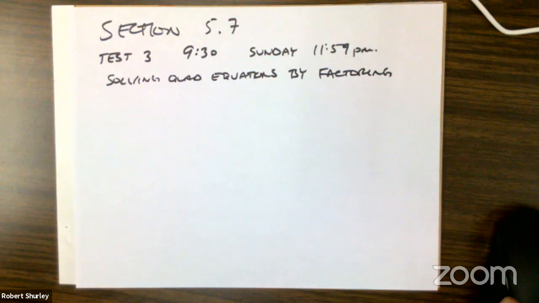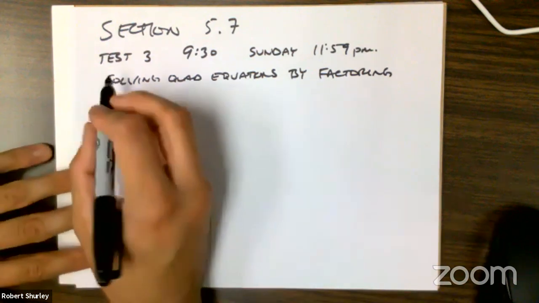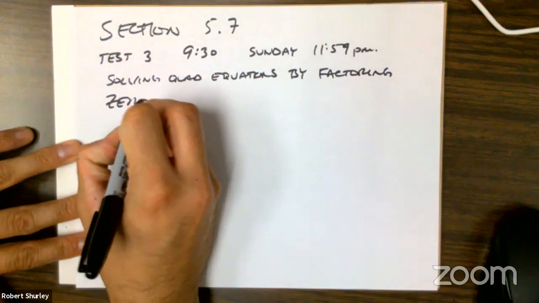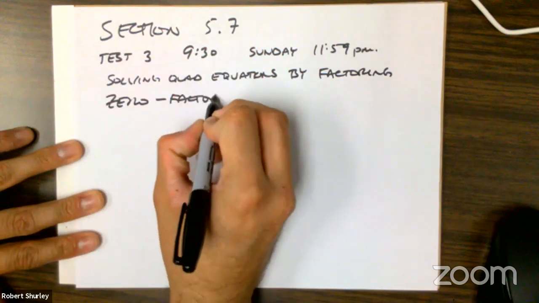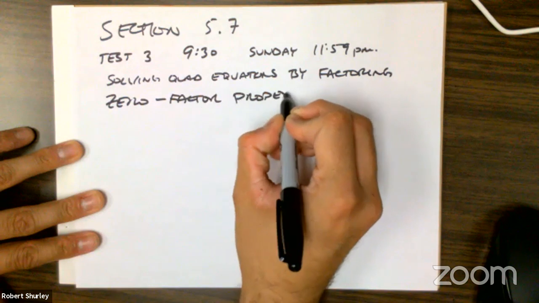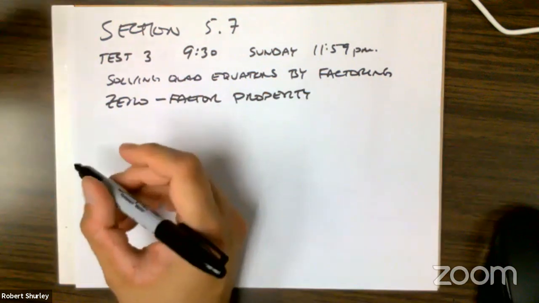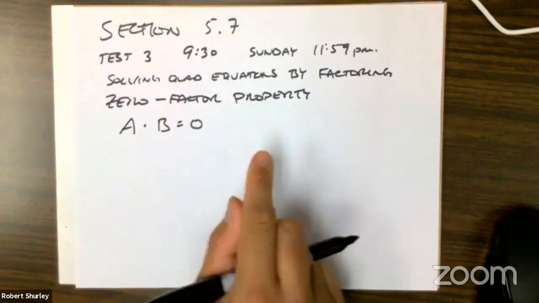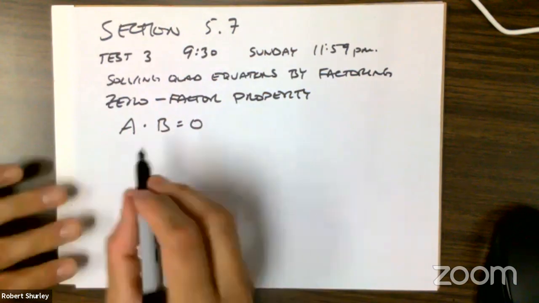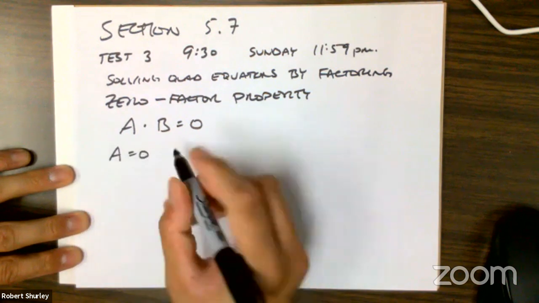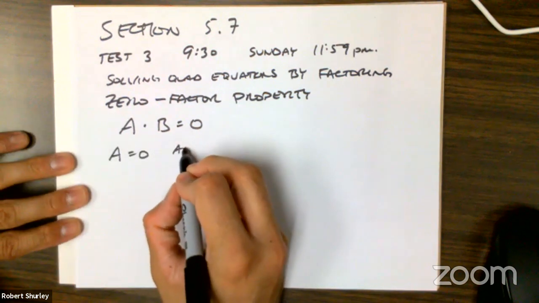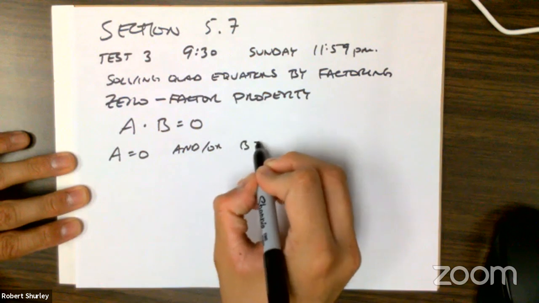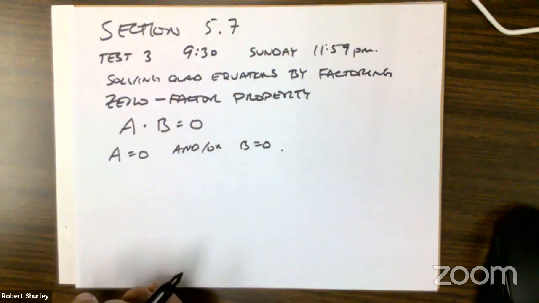let's see what the book titles it. Called something like zero factor property or something along those lines. Yeah, zero factor property. And it says, look, the zero factor property states that if you have two factors that are being multiplied and they equal 0, then either one of those must equal 0. So it's A equals 0 and/or B equals 0. Okay, that's the zero factor property.